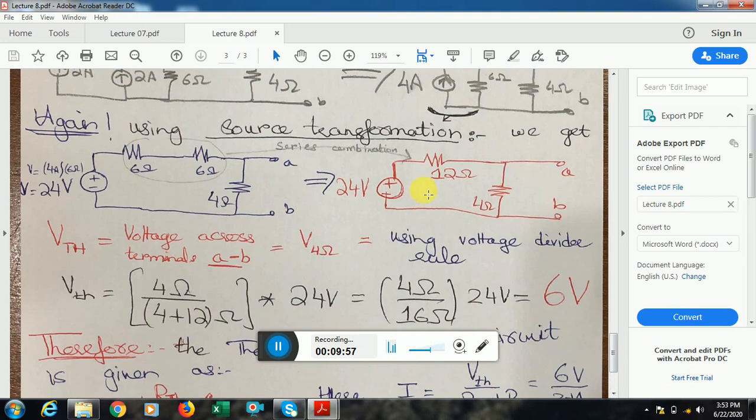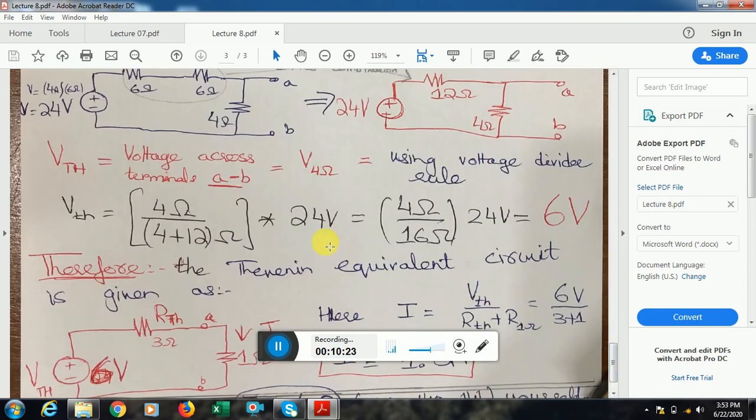I have to find the Thevenin voltage between points A and B, which is the same as the voltage across the 4 ohm. The voltage across the 4 ohm and Thevenin would be the same, because you know that parallel voltages are the same. So now this voltage source is powering two resistances which are in series. So I use the voltage divider rule to find Thevenin. The voltage divider rule states that the same resistance is kept in the numerator divided by the sum of all the resistances in the network, multiplied by the applied source.